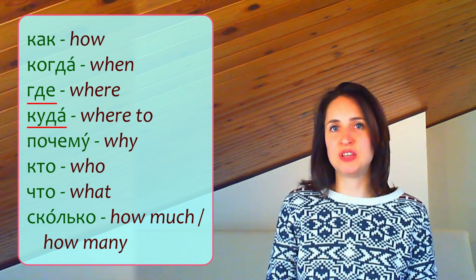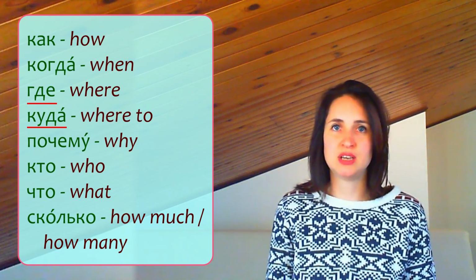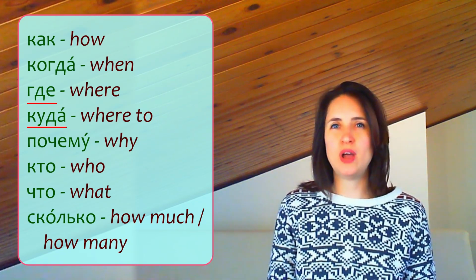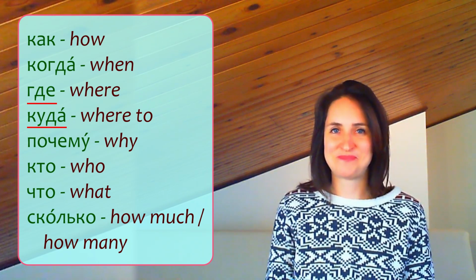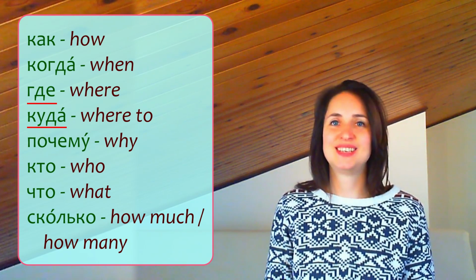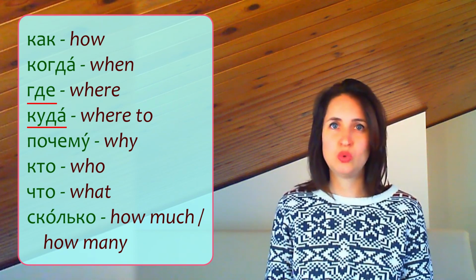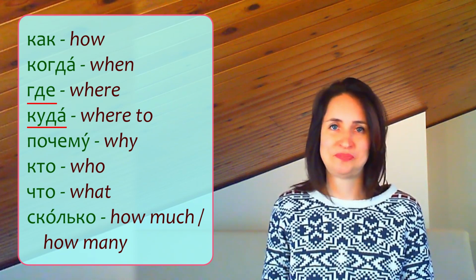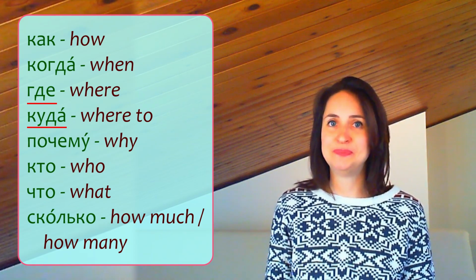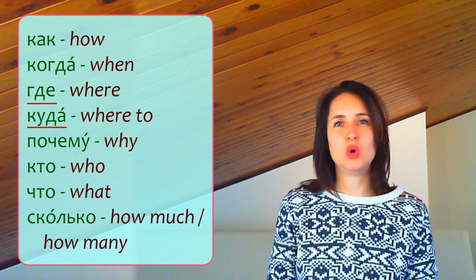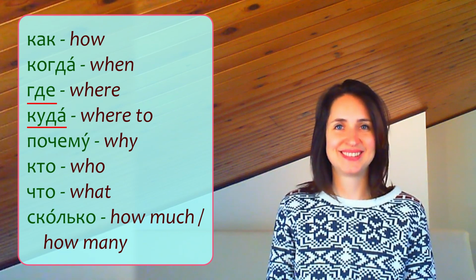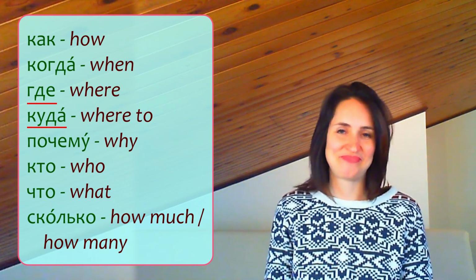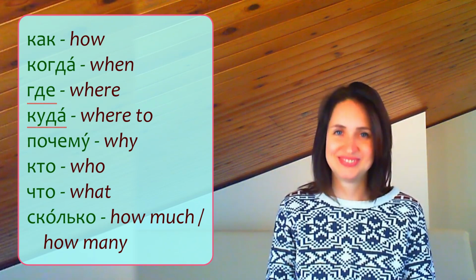Куда refers to the changing position of the object. So if you want to ask, where are you now? Which one do you use? Где? The whole question is, где ты? Or где вы? If you want to ask, where are you going tomorrow? Which one do you use? Куда? Great.